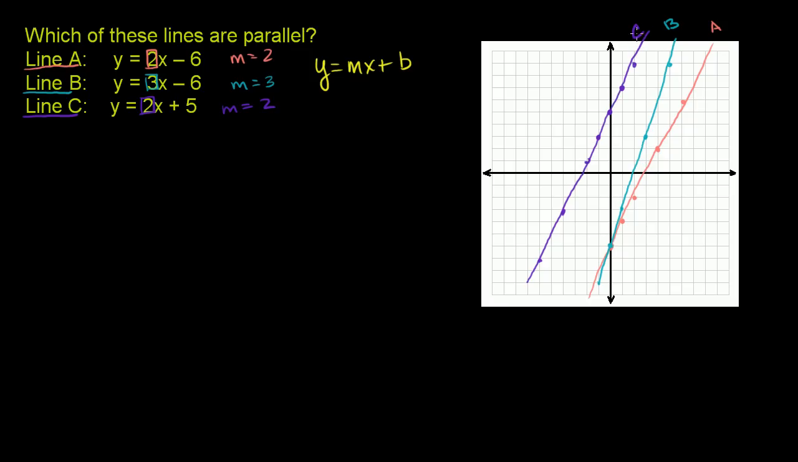And notice that line C and line A never intersect. They have the exact same slope. Different y-intercepts, same slope. So they're increasing at the exact same rate, but they're never going to intersect each other. So line A and line C are parallel.